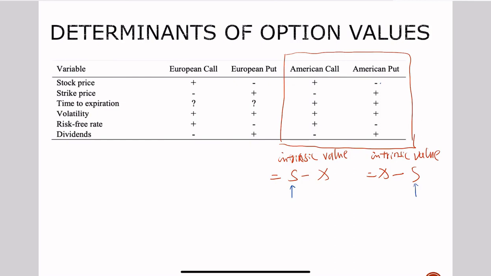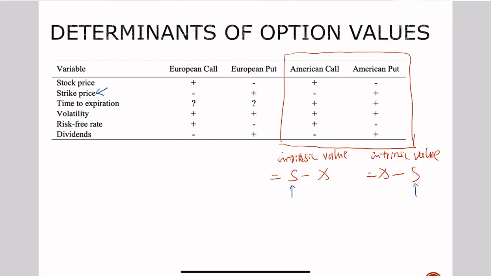Now think about the second variable, the exercise price or the strike price, right? Again, you can see this from the intrinsic value argument. If strike price is higher, call's intrinsic value will be lower, so call will become cheaper. What about put? If strike price is higher, then intrinsic value of the put will be higher. So put should be more valuable. So you should have a plus sign here. Okay, great. Let's look at the third one here.